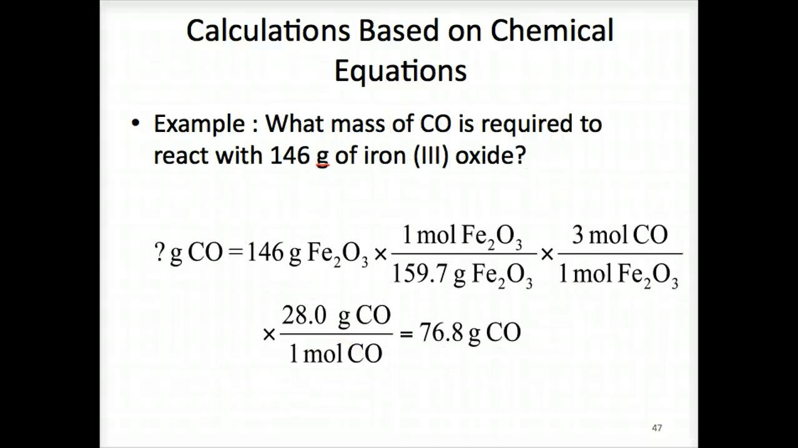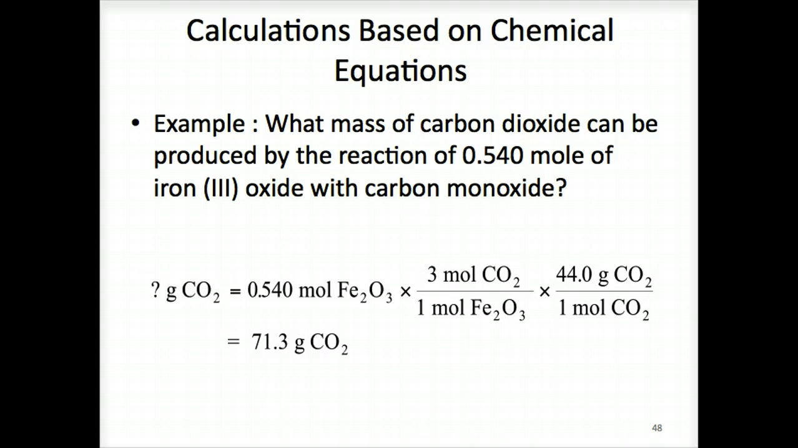Now, what mass of carbon monoxide is required to react with 146 grams of the iron(III) oxide? If I have 146 grams of iron(III) oxide, I calculate its formula weight, 159.7 grams for every mole. I know there's 1 mole of iron(III) oxide to 3 moles of carbon monoxide, and I know that there's 1 mole of carbon monoxide containing 28 grams of carbon monoxide to give me an answer of 76.8 grams of carbon monoxide. Be sure that you follow through the canceling of each of these units.